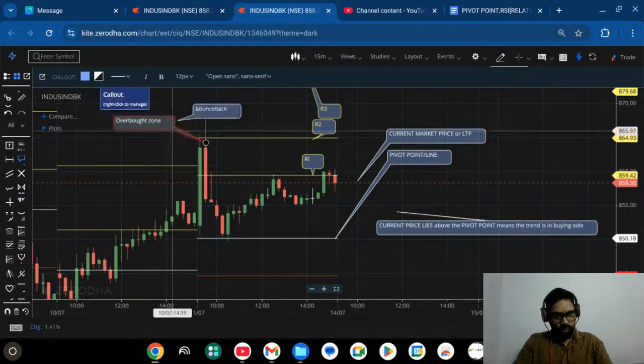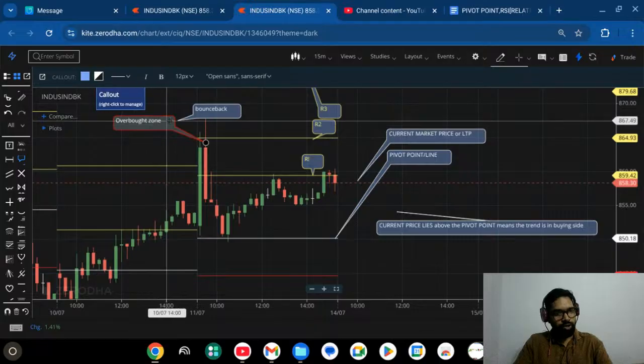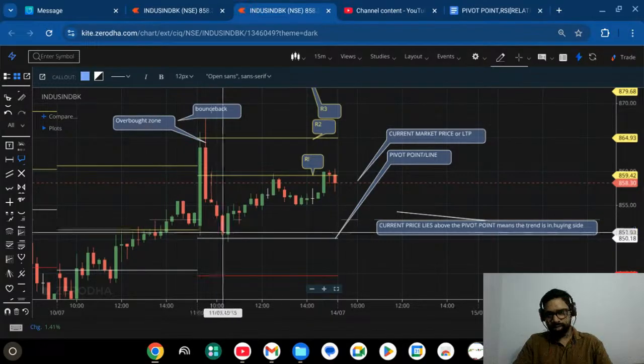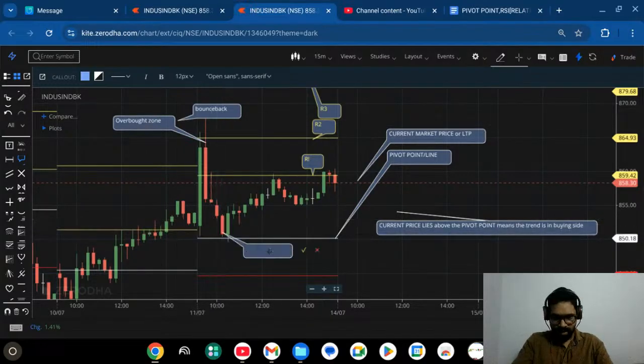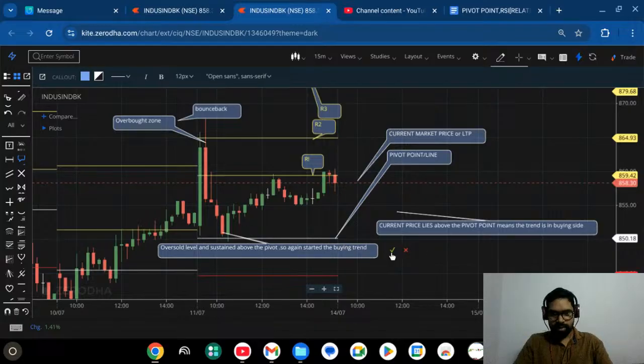Okay, so once it went to the overbought zone, it goes to the oversold level. Here is the oversold level again, and it sustains above the pivot. So again, it started the buying trend. Understand clearly what is exactly happening here.